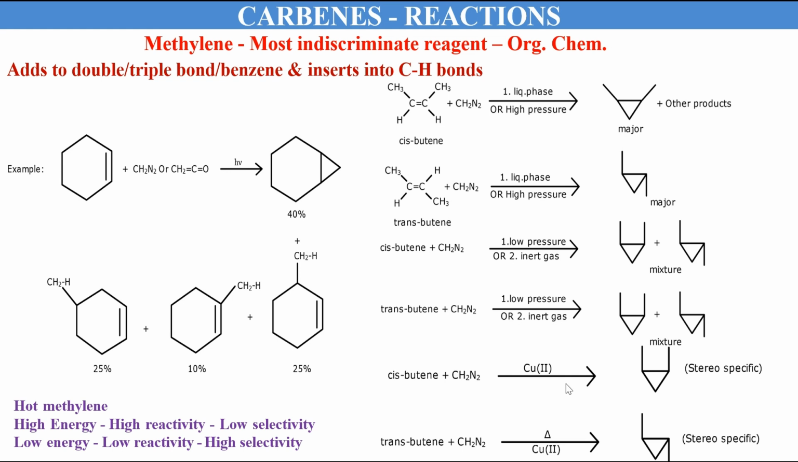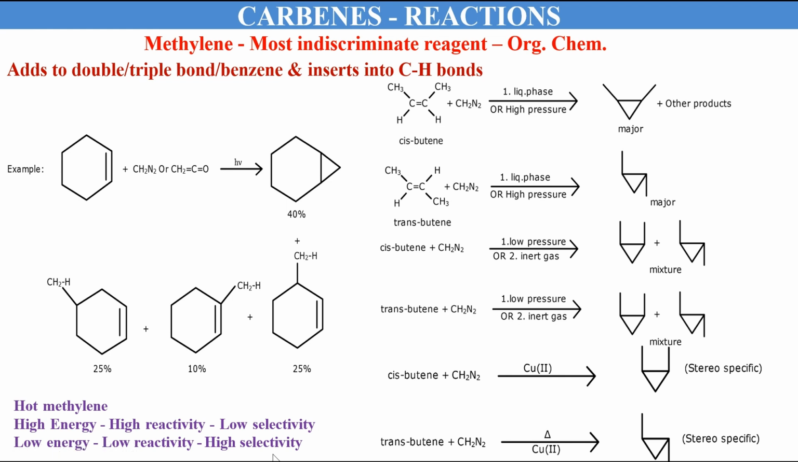That's why the methylene is called hot methylene. If there is higher energy and higher pressure, the reactivity is higher. When the reactivity is higher, the selectivity will not be achieved. When I reduce the temperature or pressure, the energy is lower. Because of this low energy supply, the reactivity will be lower, and then selectivity can be achieved.